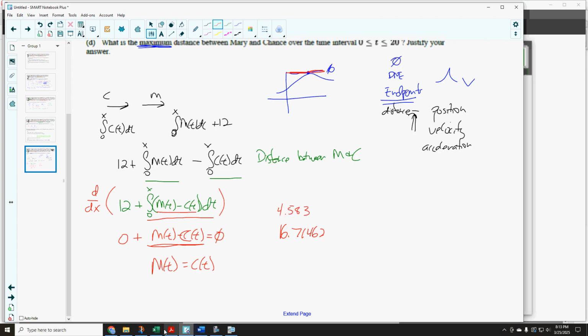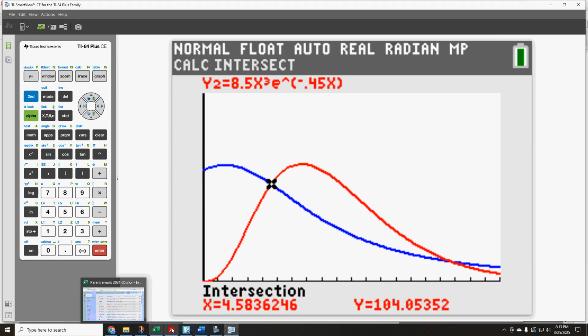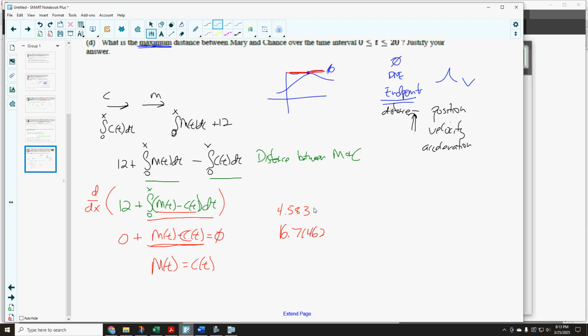4.583. Was that the full number? 4.583 6246. I'll write down the whole thing. Okay. So those are two choices, but don't forget about the endpoints. One endpoint is 0, and the other endpoint is 20.